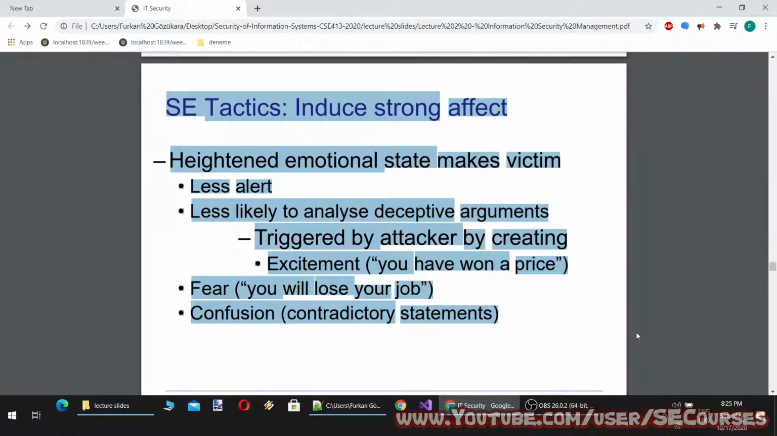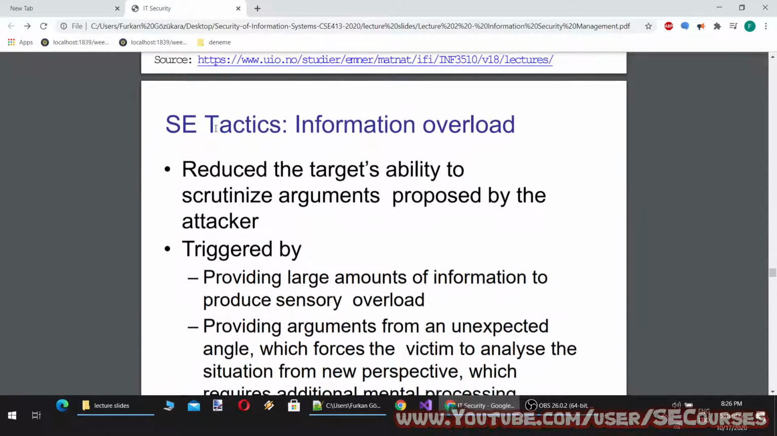SE tactics. Induce strong affect. A heightened emotional state makes the victim less alert and less likely to analyze deceptive arguments. It is triggered by the attacker creating excitement (you have won a prize), fear (you will lose your job), or confusion (contradictory statements).